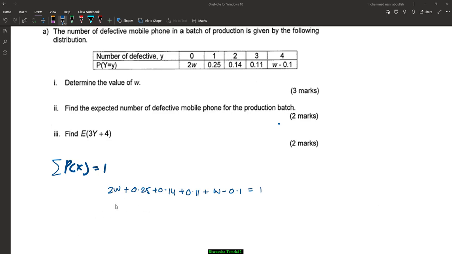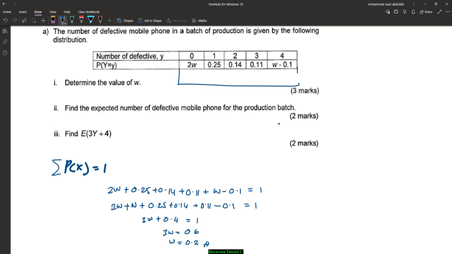Right, and then we arrange the W, 2W plus W plus, and all the numbers here, 0.1 should be equal to 1. So 3W plus the total of these numbers, which is 0.4, equals 1. 3W should be equal to 0.6 and W should be 0.2, right?